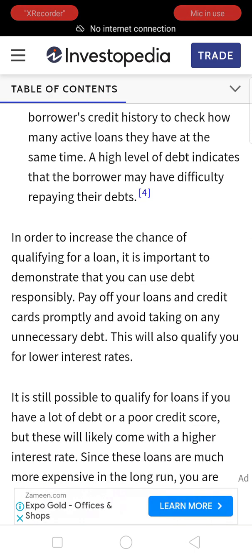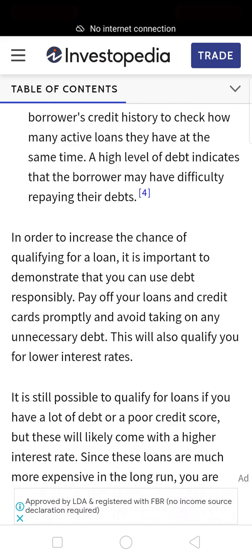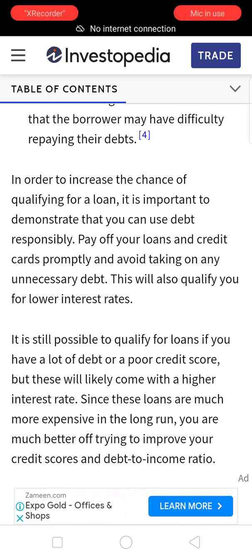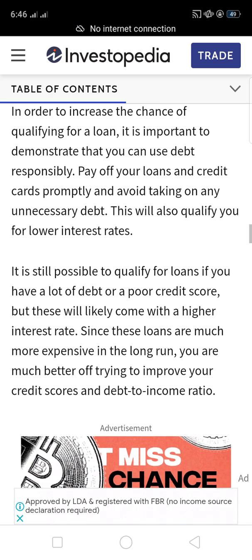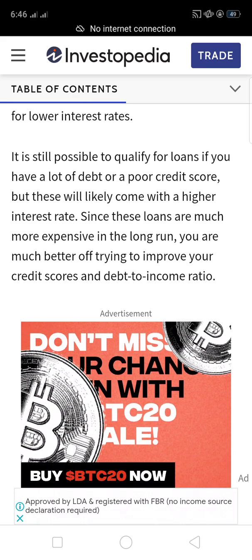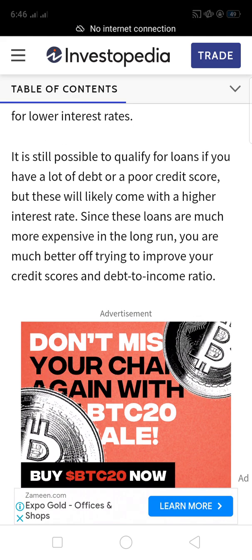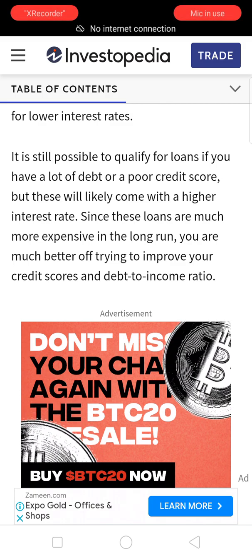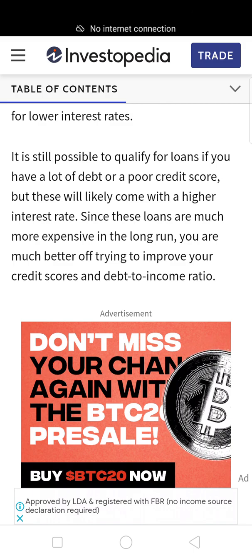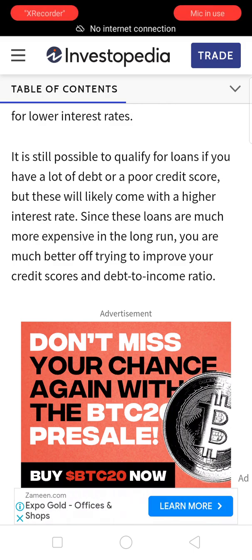In order to increase the chance of qualifying for a loan, it is important to demonstrate that you can use debt responsibly, pay off your loans and credit cards promptly, and avoid taking on any unnecessary debt. This will also qualify you for lower interest rates. It is still possible to qualify for loans if you have a lot of debt or a poor credit score, but these will likely come with a high interest rate. Since these loans are much more expensive in the long run, you are much better off trying to improve your credit score and debt to income ratio.